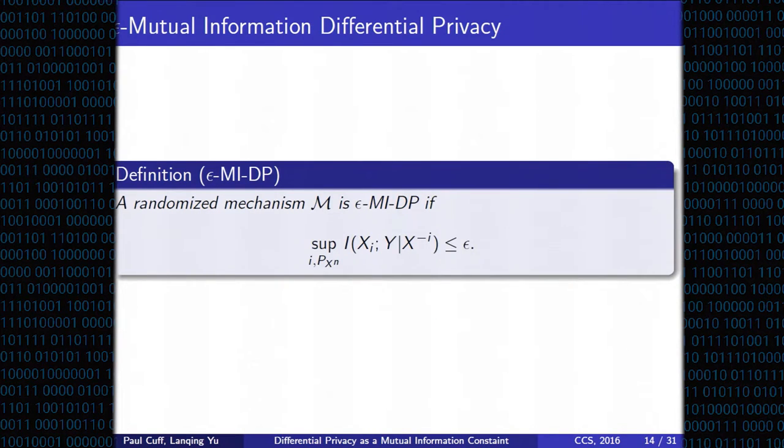So let me come back to our definition. This is our definition. What I want to emphasize here is that MIDP is a property of the mechanism itself.